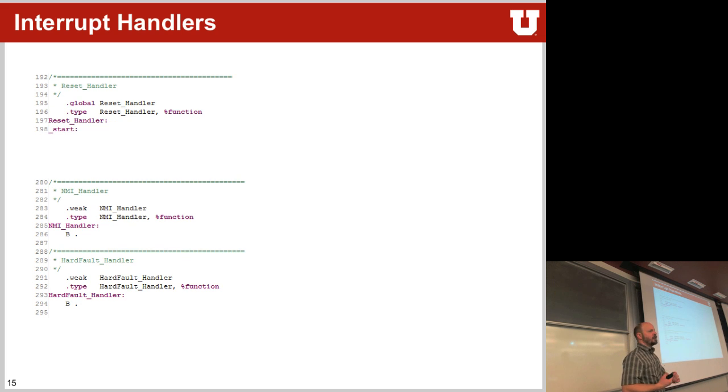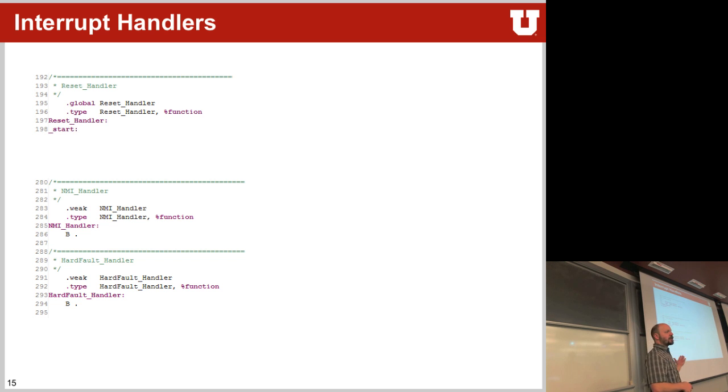The reset vector is not overwritable because you need that one. But all the other interrupt handlers are defined like this. They're a weak NMI handler, type function, and then they're just infinite loops to themselves. A B dot means in assembly to jump to my memory location. The dot refers to the current memory location where we are at. So this will just be an infinite loop. It will just be stuck there and wait for you to stop the system to see what happened. But you can overwrite them.